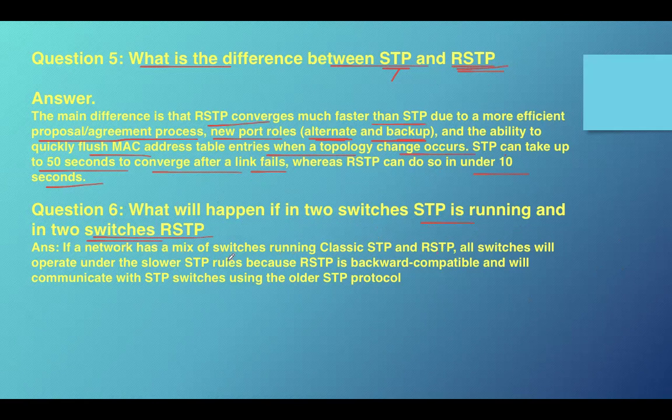So if a network has a mix of switches running classic STP and RSTP, all switches will operate under the slower STP rules. RSTP is backward compatible and will communicate with STP switches using the older STP protocol, just like how STP works. You would not get the RSTP features like the faster convergence that we just discussed. You will not get all those features, and it will work. All four switches will work as old STP.